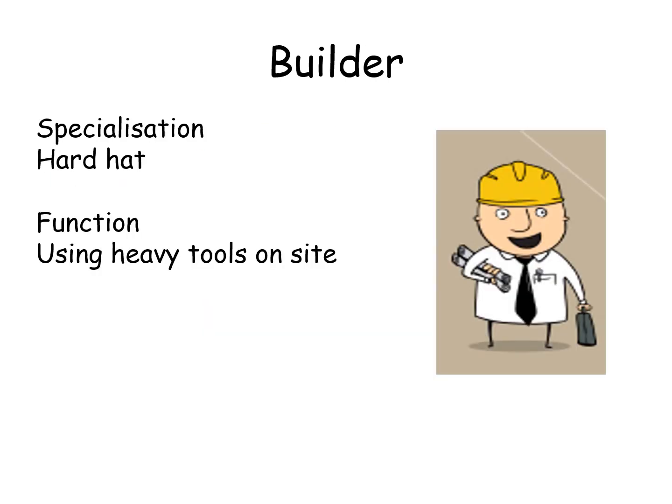So think of this like humans and the jobs that humans have. A builder, for example. A builder's specialised in that he's got a hard hat. This is because his job is using heavy tools on site. So the specialisation, the hard hat, aids the function, using heavy tools.